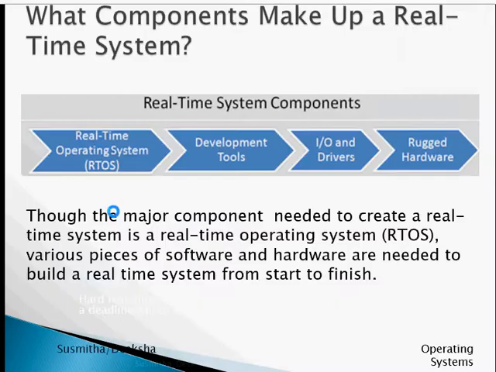Let's see the components of real-time systems. Various pieces of software and hardware are needed to build a real-time system from start to finish. The components of a real-time system are the real-time operating system, development tools, input and output drivers, and rugged hardware.